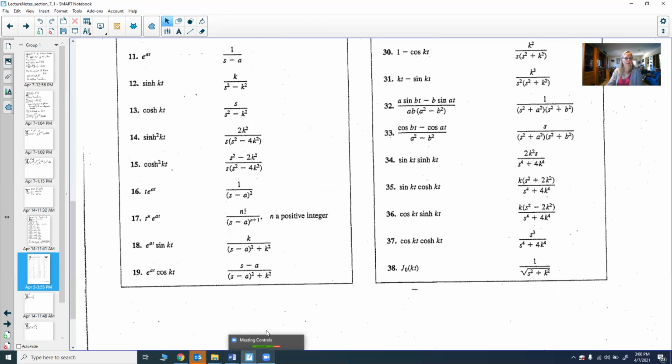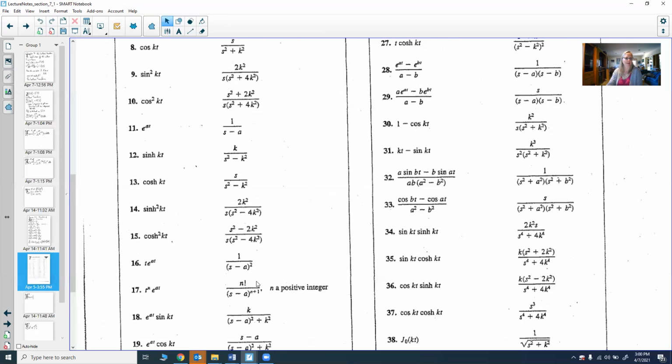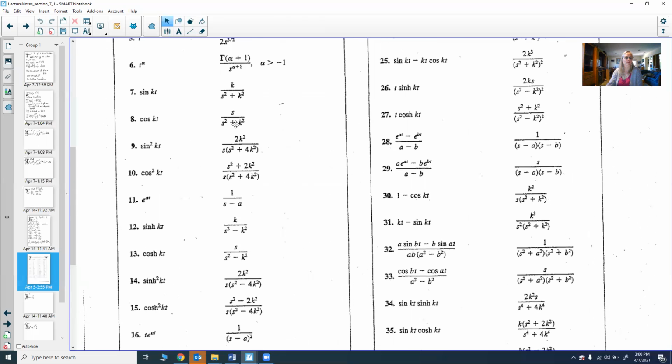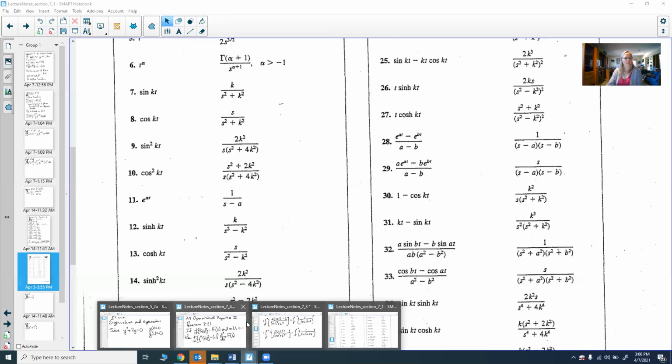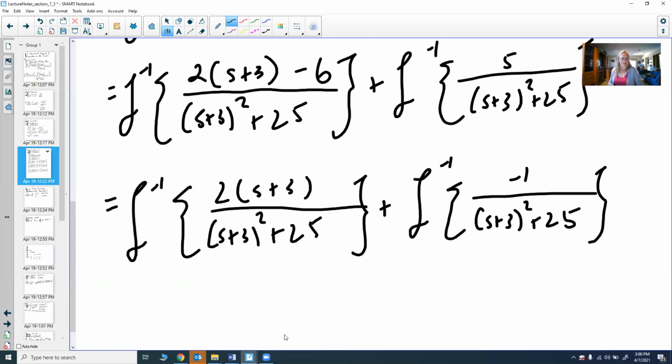So we know from this, we can either use number 19 in this table or use the fact of what the inverse Laplace is of cosine and then add that e to the at on it. So this one is e to the minus 3t because it's s minus a, so a must be a negative 3. So e to the negative 3t cosine of, this is k squared, so k must be 5, so 5t.